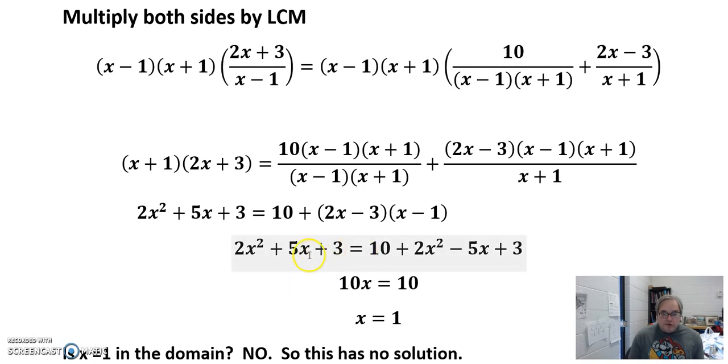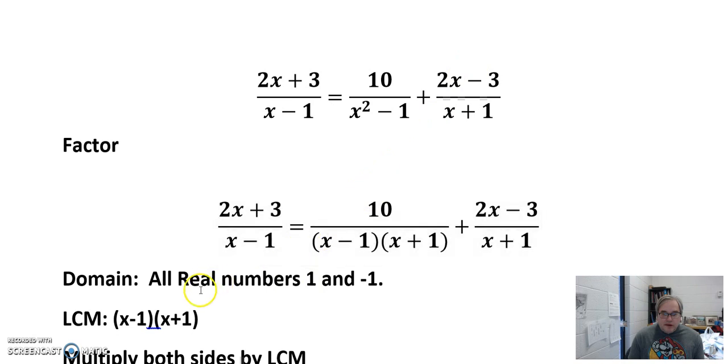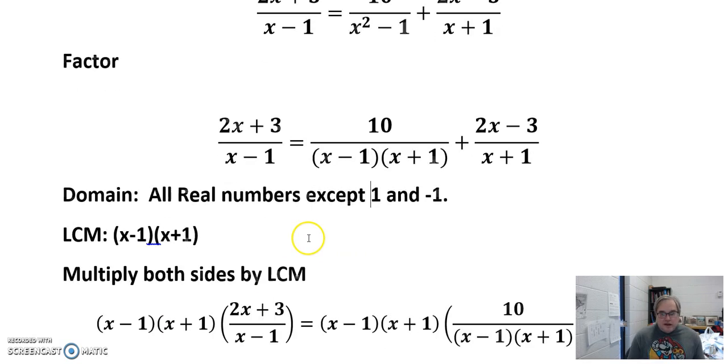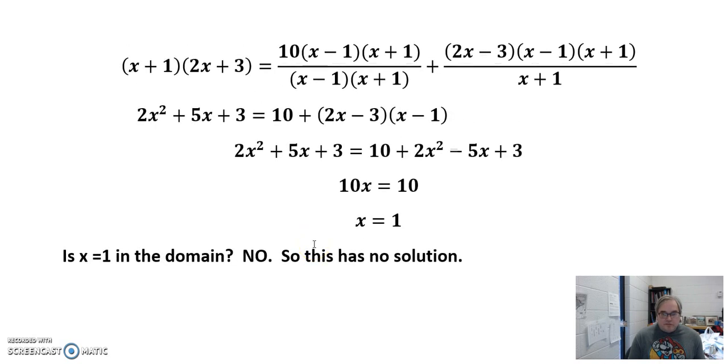So I'm trying to move all the x's to one side, everything else to the other side. The x squareds cross off, I get x equals 1. So is x equals 1 in my domain? So I go back up. Oops. My domain's all real numbers except 1 and -1. I better get my "except" on there. And so it can't be 1. So there is no solution to that equation.